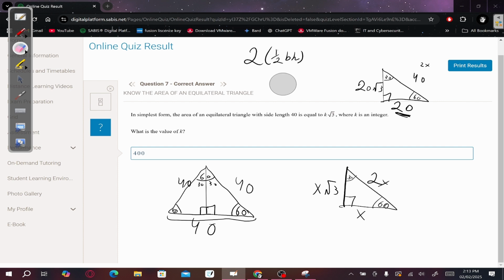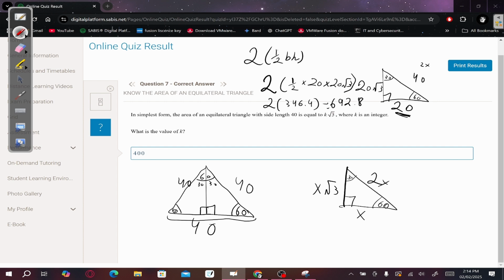Or you know what? Let's not show you this. I'll just do it. 2 times, let me add the 0.5, or the 1 over 2, times the base 20 times the height 20 radical 3. Okay, now 0.5 times 20 times 20 radical 3 is 346.4. Multiply this by 2, gives me 692.8. Let's see if it's 692.8.